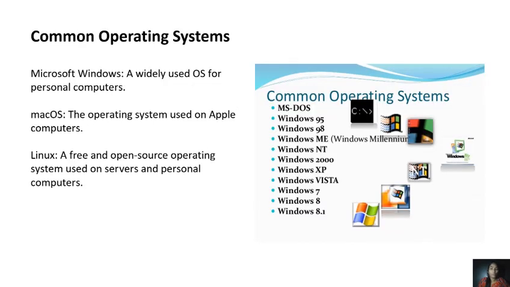Common operating systems. Let's see what are the common operating systems we have. Microsoft Windows, a widely used OS for personal computers. Mac OS, the operating system used on Apple computers. We can see this software in Apple devices. Linux, a free and open source operating system used on servers and personal computers.